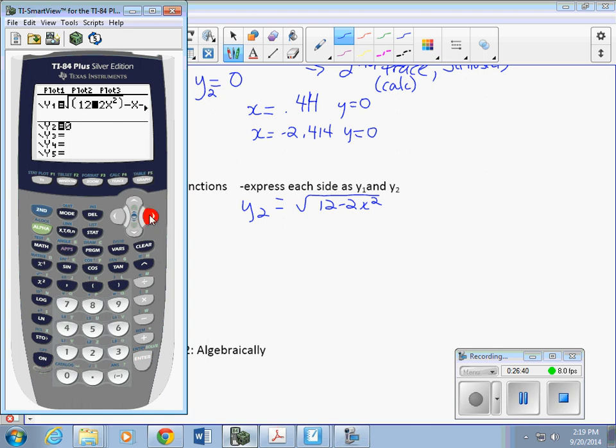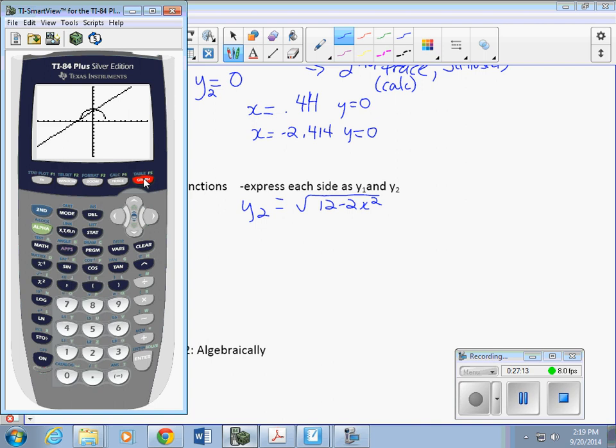So I'm just going to move this over here and delete these values. Okay, so I have square root of 12 minus 2x squared. My second graph is going to be x plus 3. And it doesn't matter which graph you put as your first and which you put as your second. So if I graph it, there's my one graph, there's my second graph.